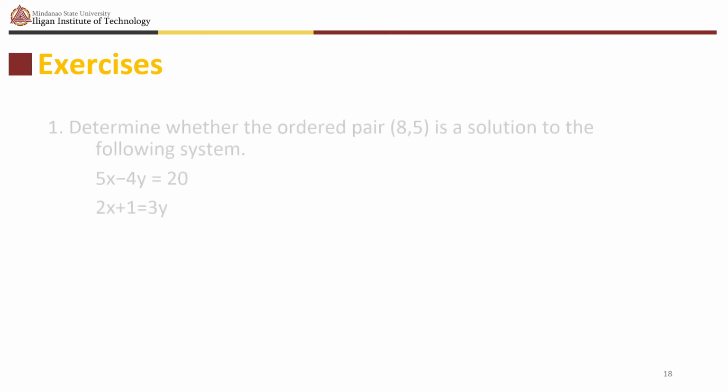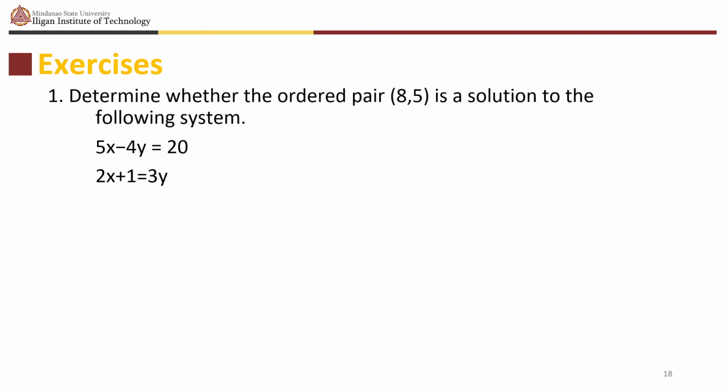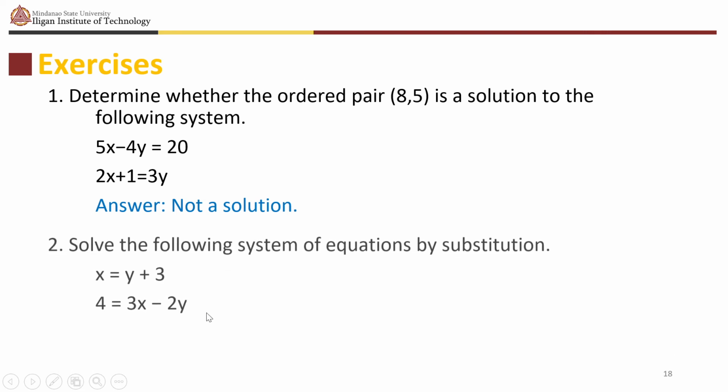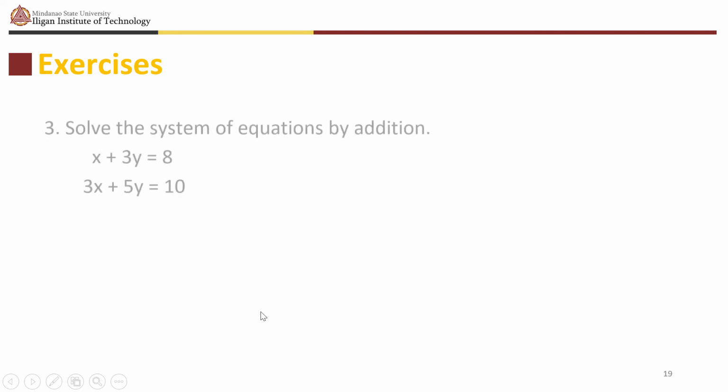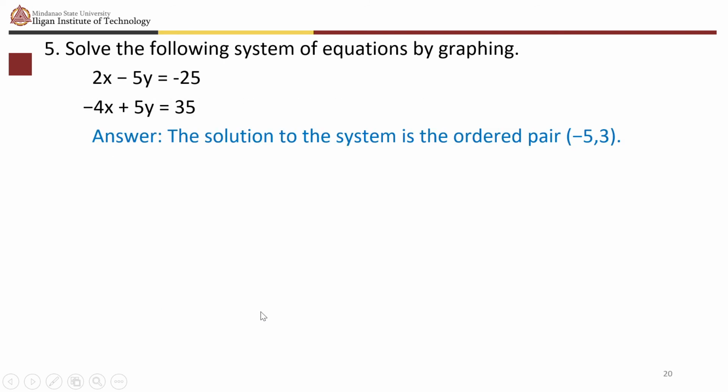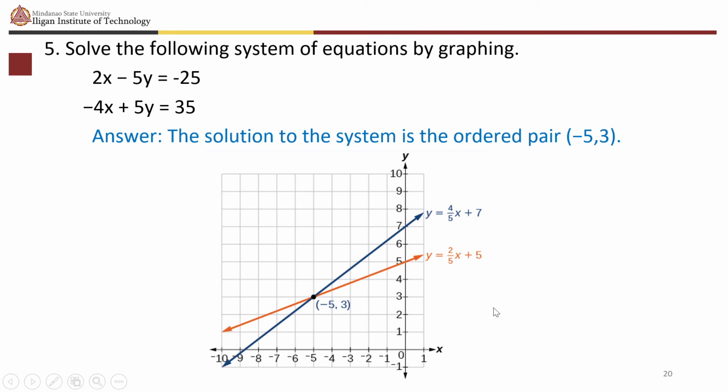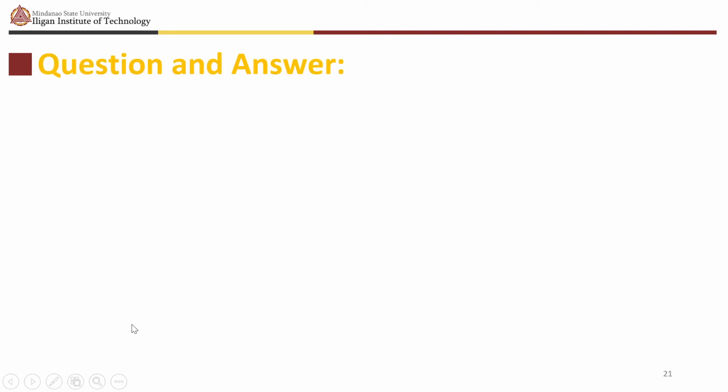As for the exercises, you are asked to determine whether the ordered pair (8, 5) is a solution to the following system of equations. There are some answers here. All you have to do is solve and determine whether you get the correct answer. The other exercises are given, and there is also a sketch that you can use to verify your solution.